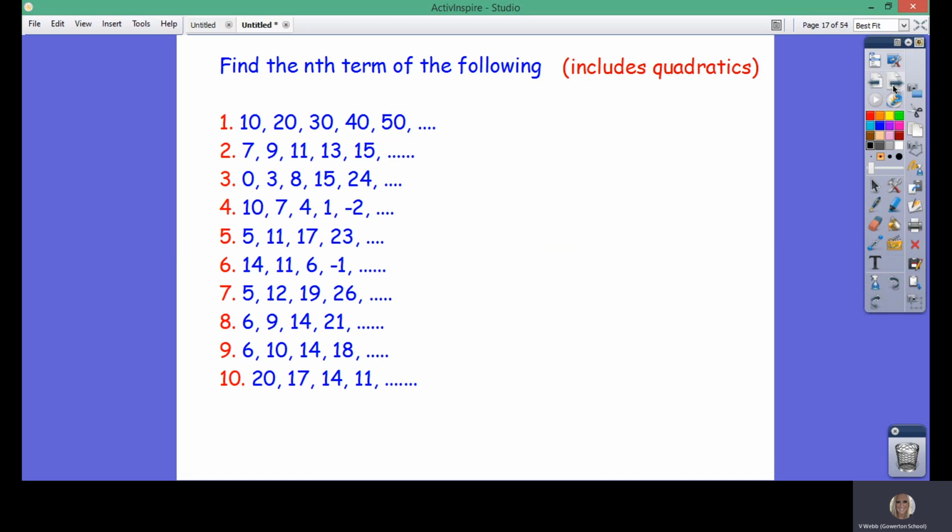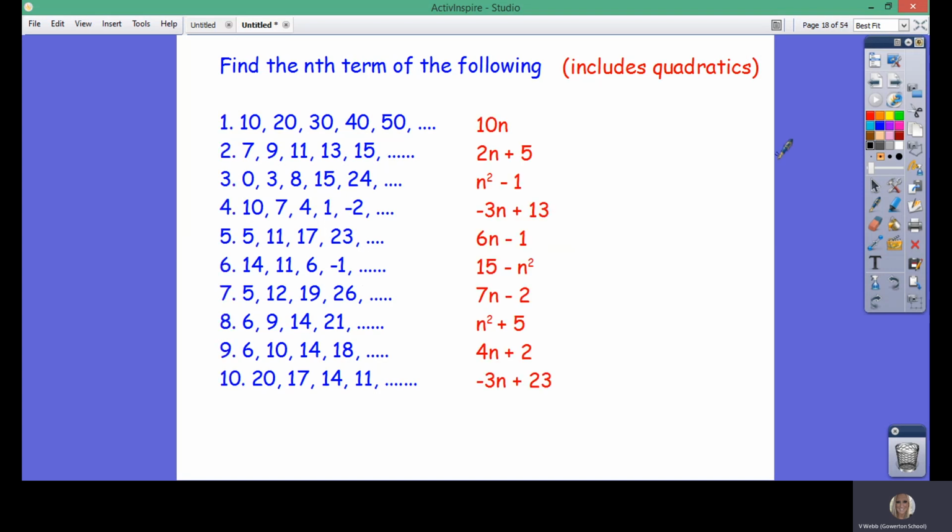Okay, so hopefully you've had a little go. These included quadratics with the n squared and also linear. So hopefully you've seen the difference between the two. So I'm going to show you the answers. Have a little look. Hopefully you got them right. If you didn't, go back, have a little look at the example again and see if you can see where you went wrong. If not, email me and I can check it with you and try to help you. Okay, well done all.